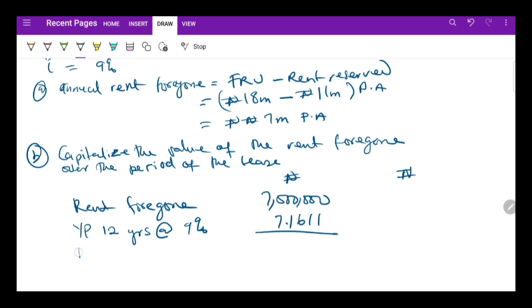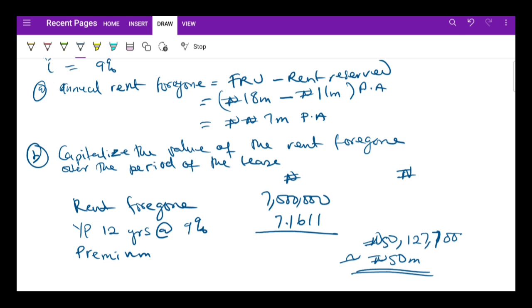So our premium will be 50,127,700. So it's approximately 50 million naira. So for the landlord to not be disadvantaged by this transaction, he should take a premium of approximately 50 million naira at the beginning of the lease, and then the tenant can pay 11 million naira over the period of the lease. So that's how premiums work.